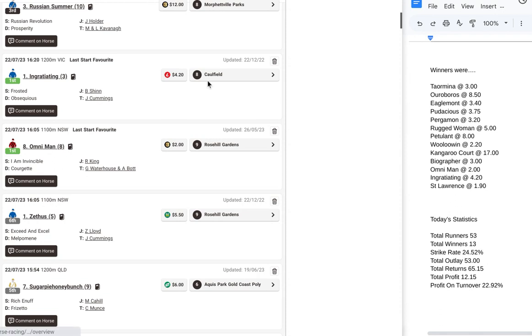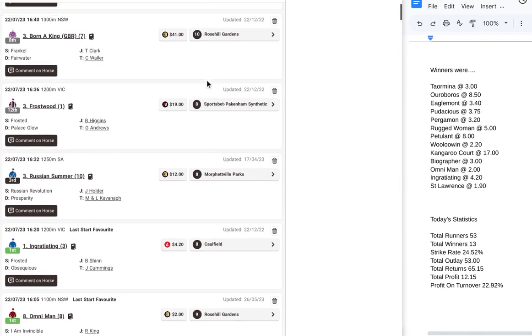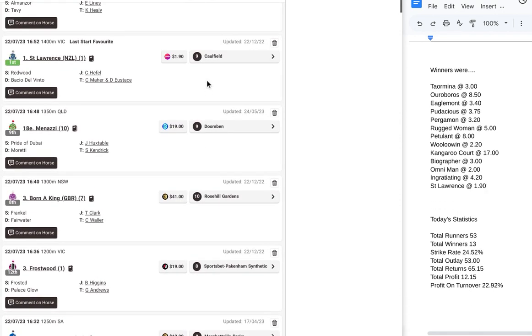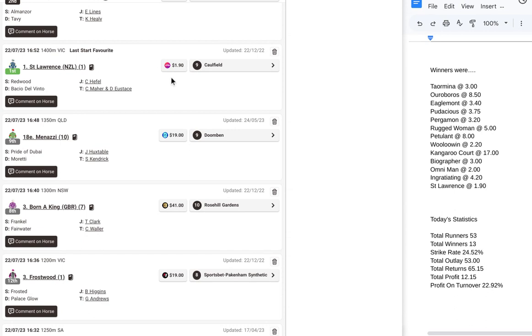Ingratiating, $4.20, Caulfield Race 8. And St. Lawrence $1.90 in Caulfield Race 9. That's a wrap-up of the Blackbook runners for Saturday. If you're betting $100 units, you would have returned $1,215 profit.